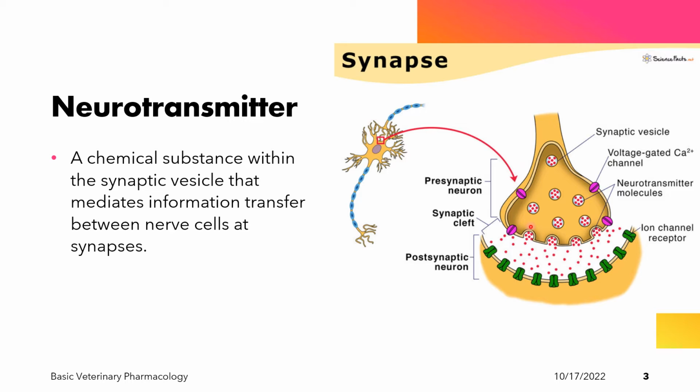As you can see here within the presynaptic neuron, particularly here at the axon terminal, we have the presence of the synaptic vesicle, and the synaptic vesicle contains the neurotransmitter. And the gap here between the presynaptic neuron and the postsynaptic neuron is referred to as the synaptic cleft.